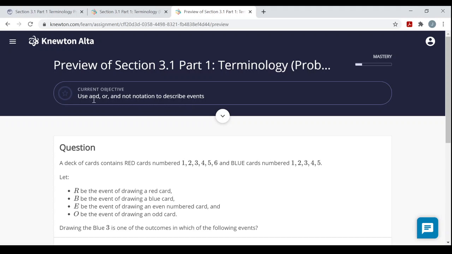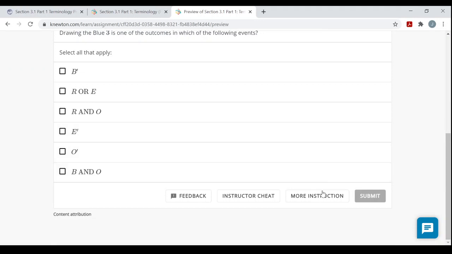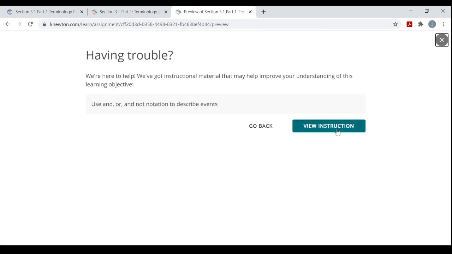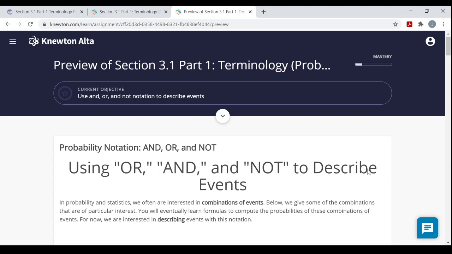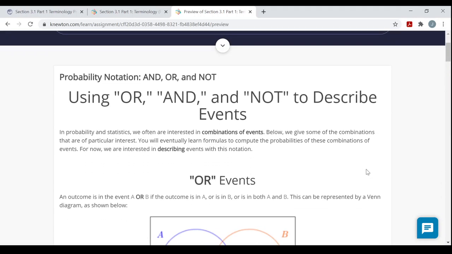So you've got the word and to combine two events, the word or to combine two events, or the word not on one event. All right, so we're going to use and, or, and not notation to describe new events. Again, first time I'm seeing this, so I'll go to the more instruction for you. And again, it's another one where I'll read some of this. So, using or, and, not to describe events.